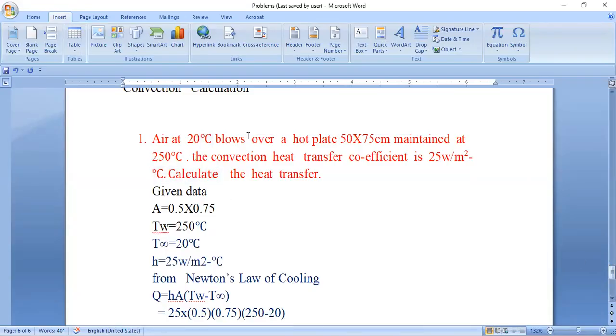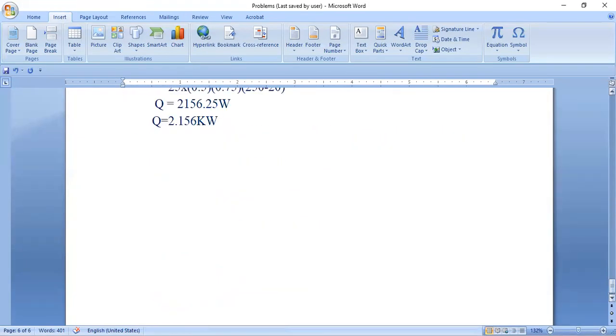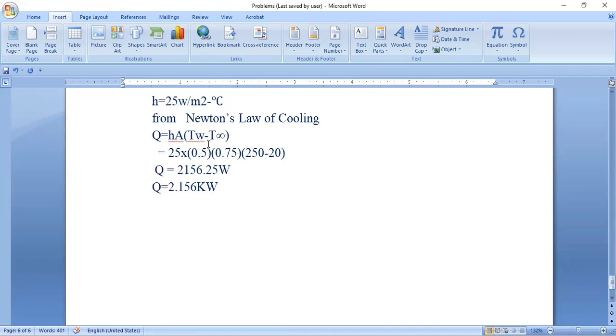See, convection, air at 20 degrees Celsius over a hot plate 50 into 75, 0.5 into 0.75. TW is equal to 250 degrees Celsius and H is equal to 25 watt per meter square degree Celsius. From Newton's law of cooling, Q is equal to HA into (TW minus T infinity), H is equal to 25 into 0.5 into 0.75 into (250 minus 20). Q equals 2156.25 watt. See, 2.156 kilowatt.